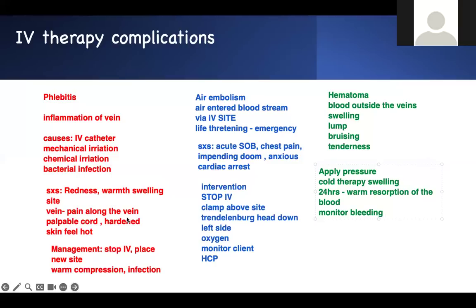Take care of yourself. You can watch the other one, infiltration and extravasation. And if you get those five pieces of information, when they ask you a question on IV therapy, it's going to be easy.